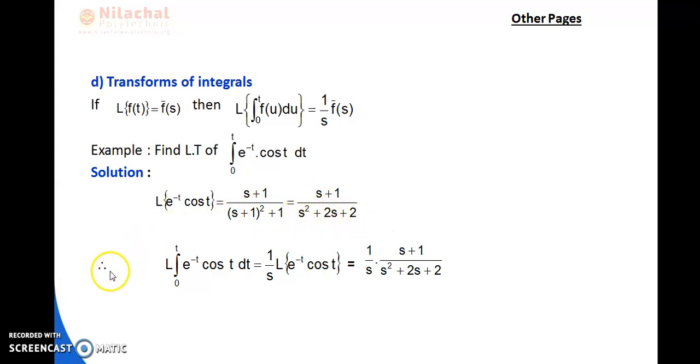Therefore, Laplace of the integral from 0 to t of e to the minus t cos t dt: its formula we have already obtained, that is s plus 1 by s square plus 2s plus 2, and one integration is there, so we write 1 by s of this, which equals 1 by s into s plus 1 by s square plus 2s plus 2.